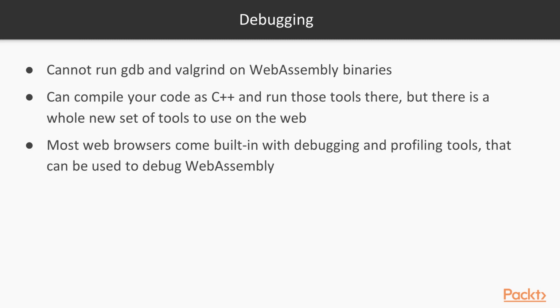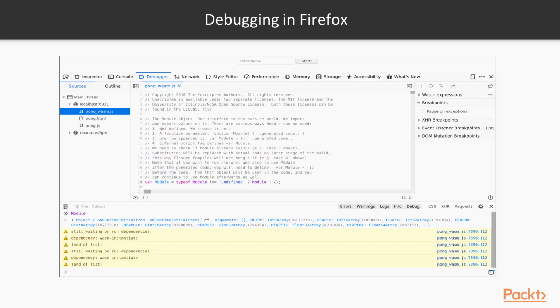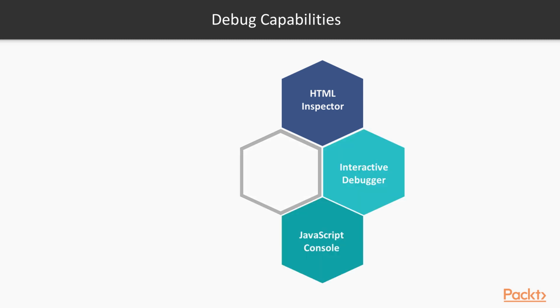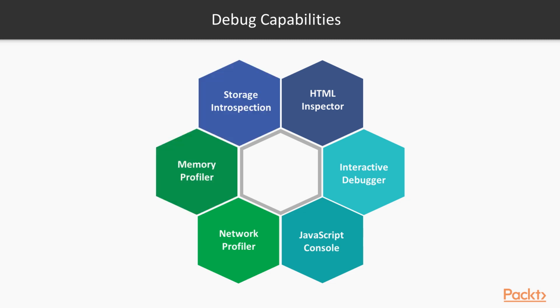Most web browsers come with built-in debuggers and profilers, a whole bunch of tools that can be used to debug WebAssembly. You've seen me open up this console window in Firefox many times to debug in Firefox, and we're going to take a much deeper dive into these dev tools. So when we're talking about debug capabilities, we can look at an HTML inspector, an interactive debugger, JavaScript console, a network profiler, memory profiler, and we can introspect our storage. Let's go take a look at how we can do that in our Pong game.